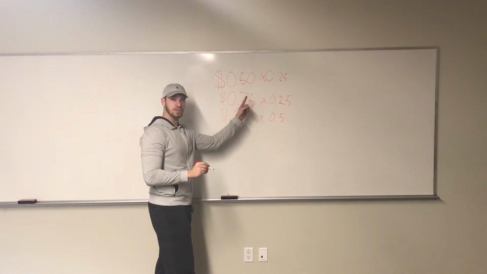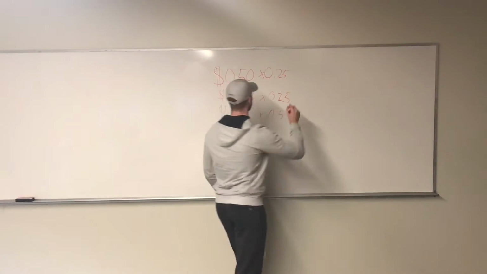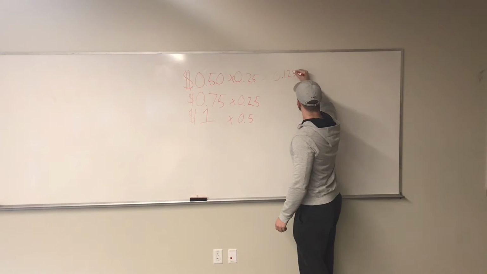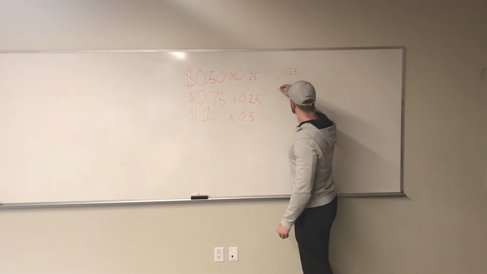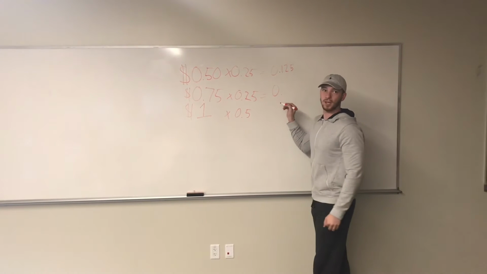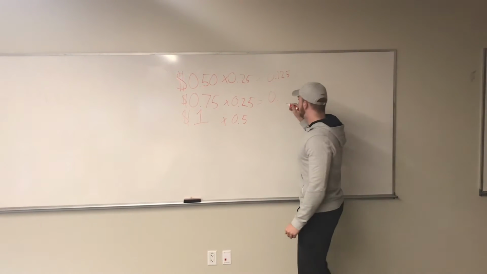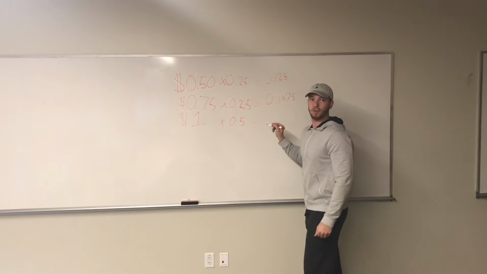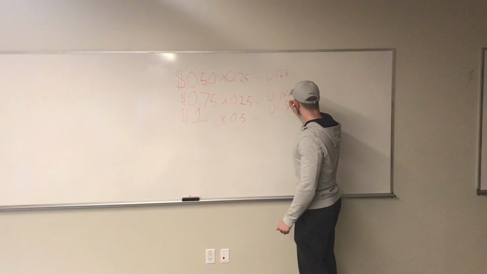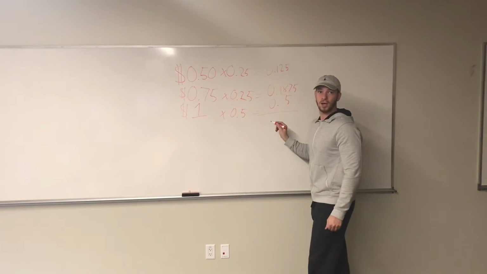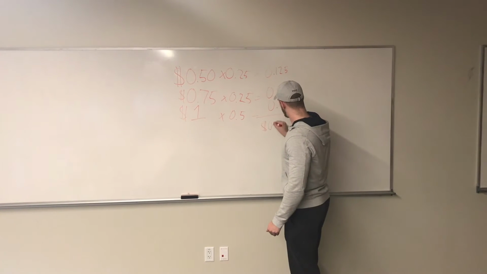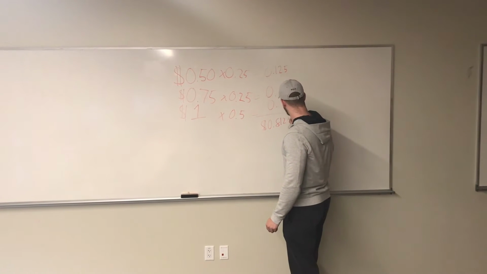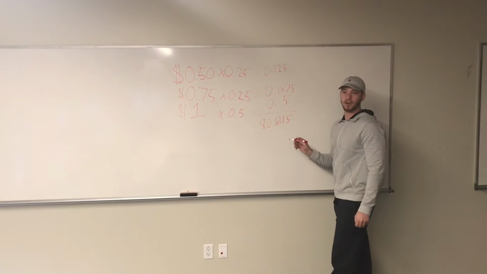So we're going to do the same process, multiply all of these, and for this one, we're going to come out with 0.125. And for this one, we're going to get 0.1875. And for the $1, we're going to come out with 0.5. Now we're going to total all of these, and we're going to get 0.8125. And that is the expected value.